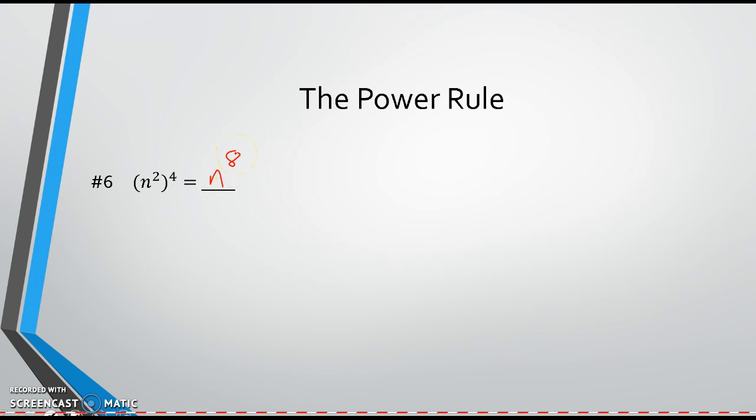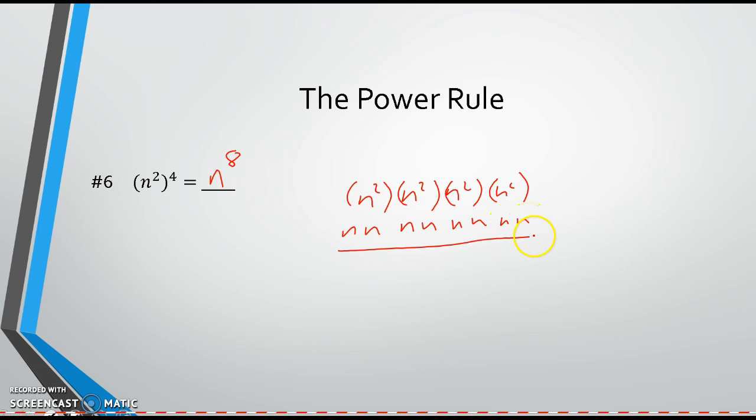And here's how this works. n squared to the 4th means we have 4 factors, and in those factors, they're all n squared. So if each one of these is n squared, then I have n times n here, n times n here, and I have n times n 4 times, which is a total of 8 n's, which is n to the 8th. Good way of thinking about that is I'm just multiplying those exponents together.